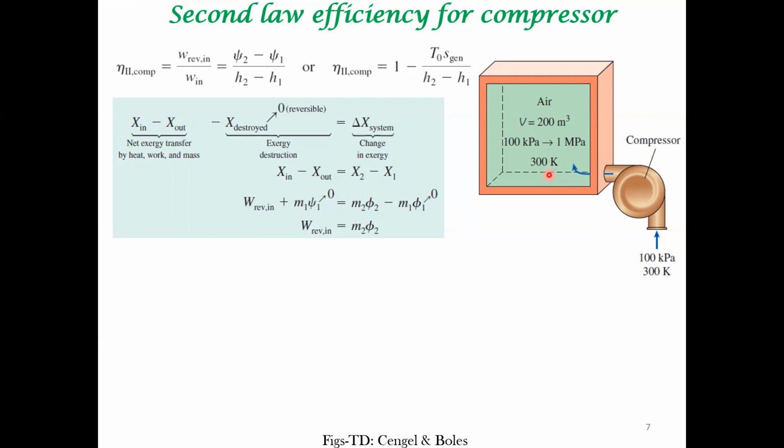To look at the second law efficiency, we need to have an ideal case. The ideal case is obtained by reversible operation of a compressor. In the reversible operation of a compressor, there is no exergy destruction. This term is zero. There's only a change in exergy as you pump in gases, air in this case, via a compressor.